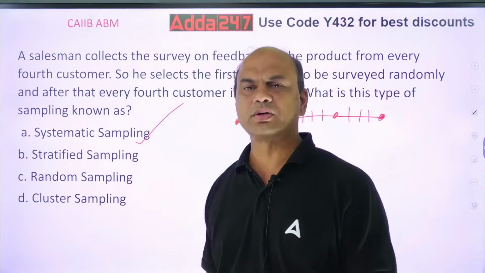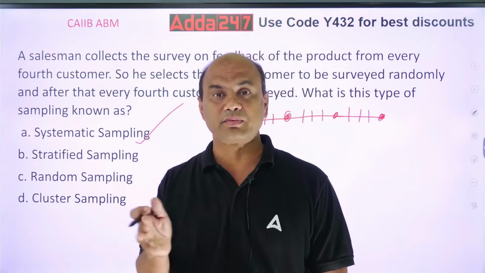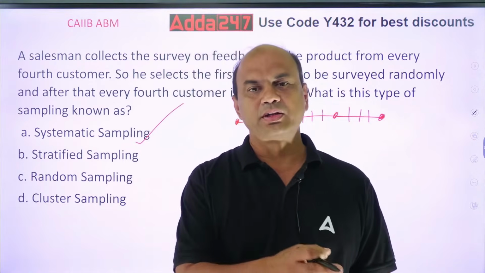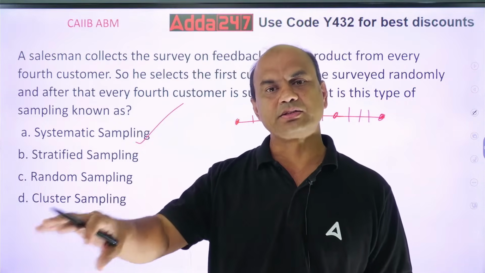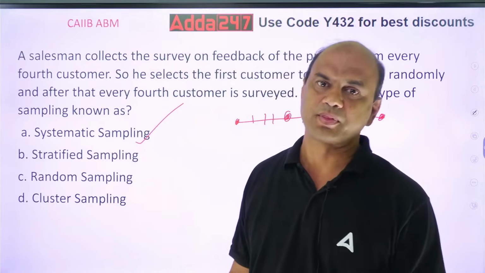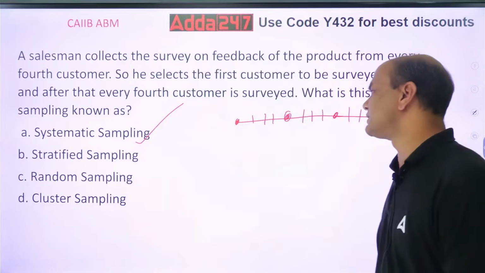Cluster means what? Generally, cluster is followed for regional differences or regional bifurcation. Students from Goa stand on this side. Students from Maharashtra stand this side. Students from Tamil Nadu stand here. Kashmir stand here. So regional. Okay. So got this point? The answer over here is systematic sampling.